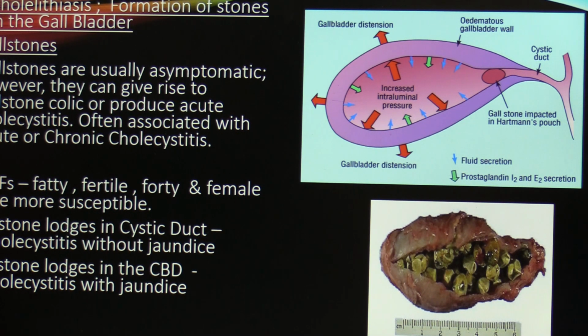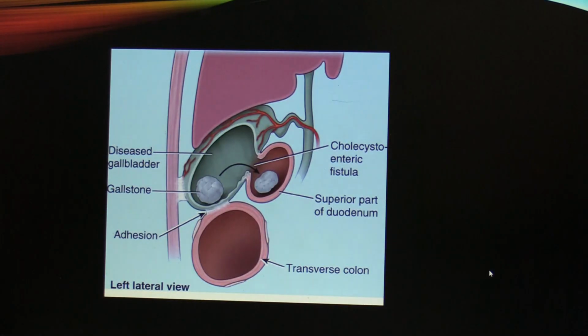If the stone lodges in the cystic duct, the cholecystitis will be without jaundice, and if it lodges in the common bile duct, the cholecystitis will be with jaundice. So you can see in this picture that the gallstone is impacted in Hartmann's pouch. We have already talked about it. Whenever there is obstruction by the gallstone, there is edema of the gallbladder wall, and the gallbladder distends, as you can see by the arrows, since the intraluminal pressure increases. And this is another picture showing a gallbladder with stones lodged in it.